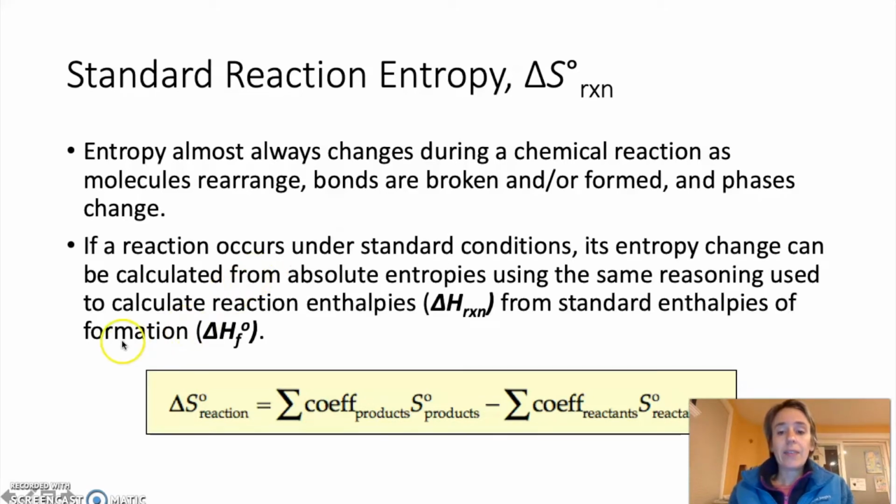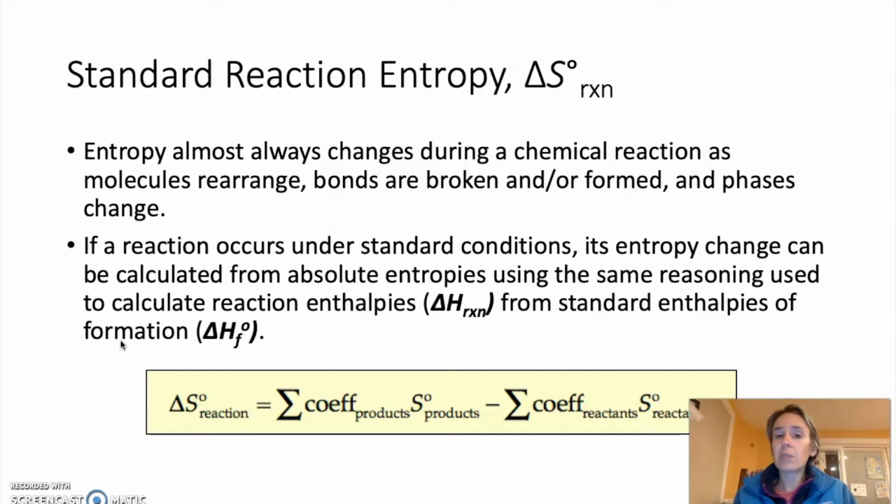And if a reaction is occurring under standard conditions, we can use some of those tabulated values that we just saw to predict the entropy change of the reaction itself. We can look at the entropy of all the reactants before the reaction and the entropies of all the products after the reaction to get the change in entropy over the course of the reaction.